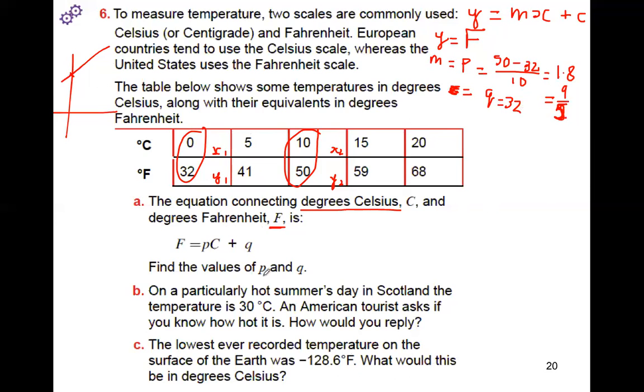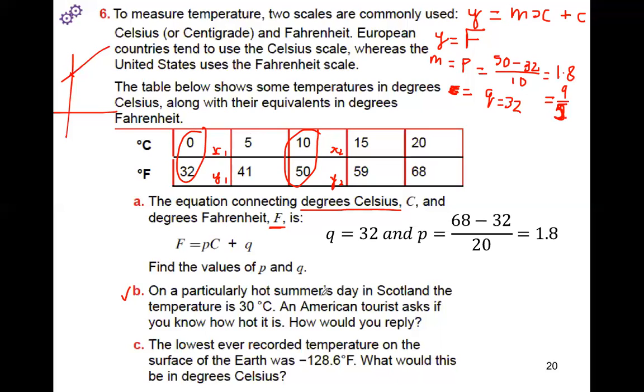So now we've got the value of P and the value of Q. Q equals 32 and P equals 1.8. In this case, instead of using those two points, I had used these two points. So P and Q found. Now the second question is going to ask us to use our newfound equation.